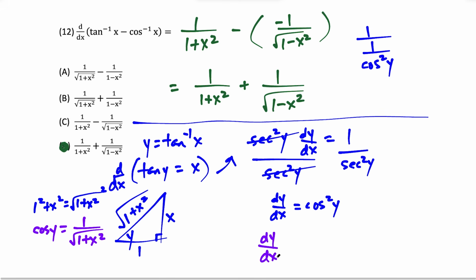We have dy/dx is equal to cosine squared y. So we could take this equation here and just square both sides. Now if we look at this fraction, 1 squared on top is just 1, and if we square the square root on the bottom, that's just going to give us 1 plus x squared. So the derivative of y equals tangent inverse x is 1 over 1 plus x squared, which matches what we started with here. But in any case, we're going to get choice D.